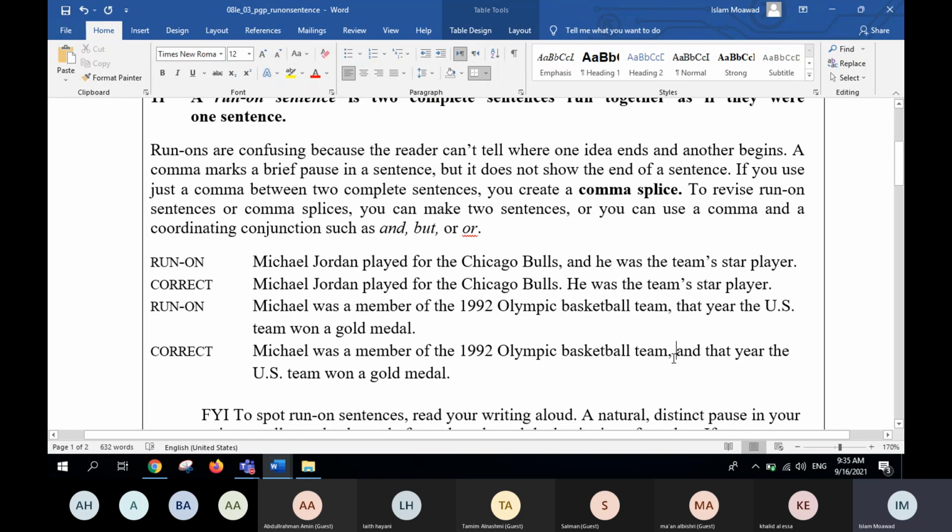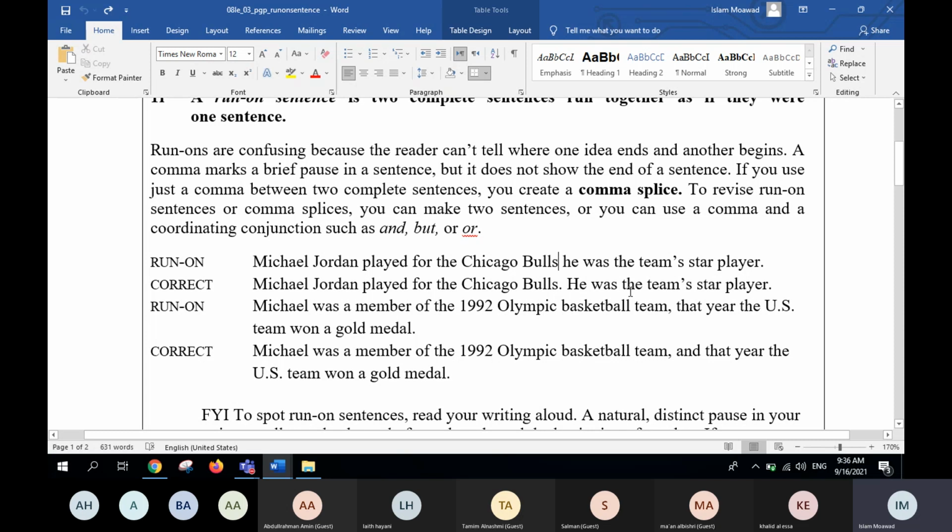Also, you cannot separate the two sentences using only a comma. We call this a comma splice. That's wrong. I cannot separate these two sentences using a comma. Look at the previous one. Michael Jordan played for Chicago Bulls. He was team star. We said that's a run-on sentence. That's wrong. Ali, look at the word. Okay, that's wrong. Yes, all of you.